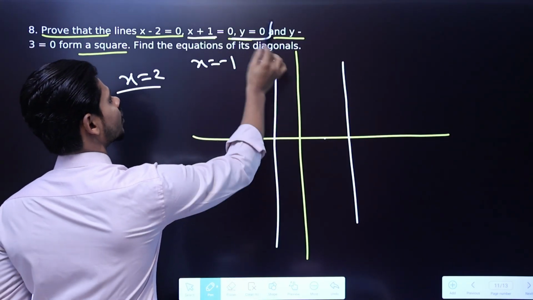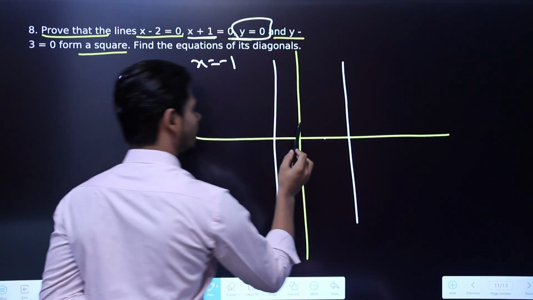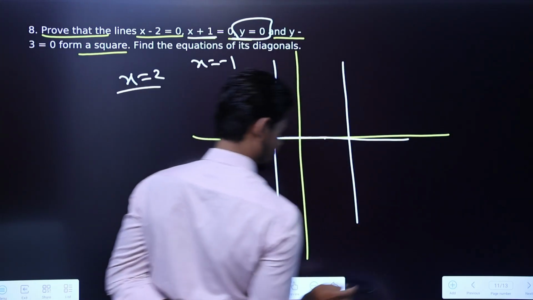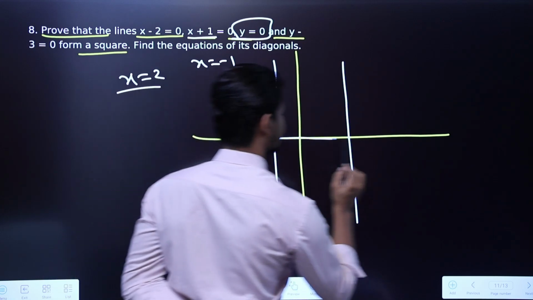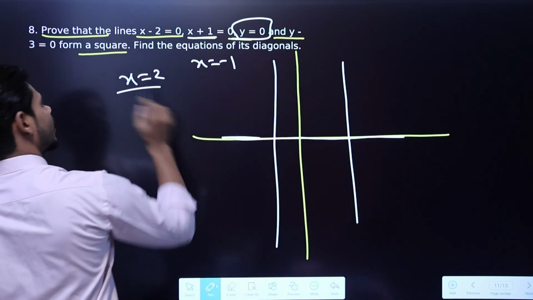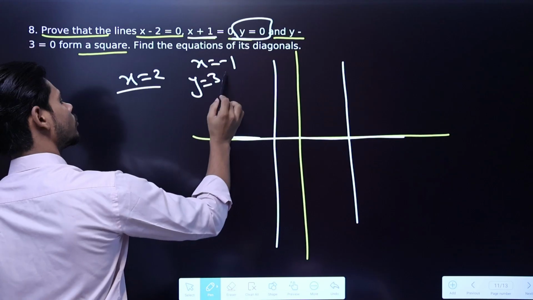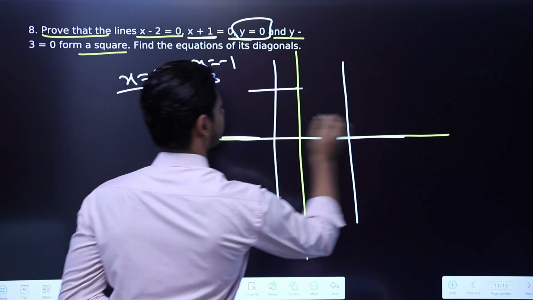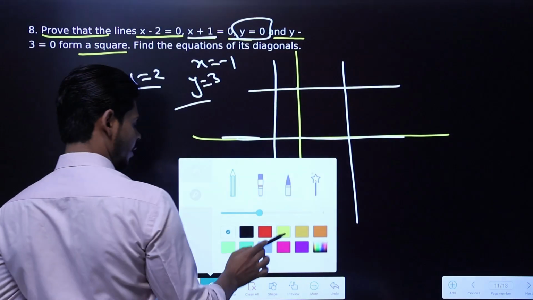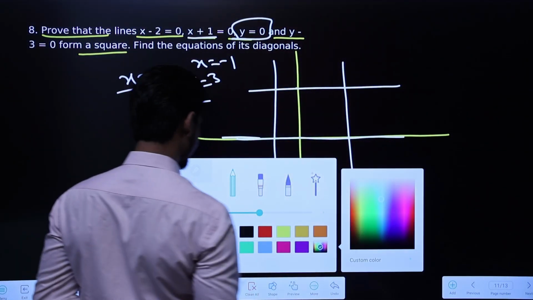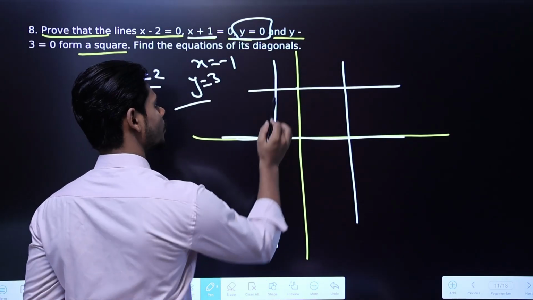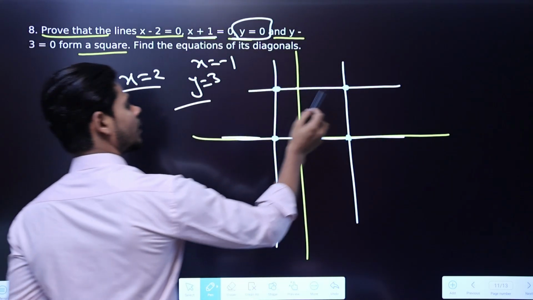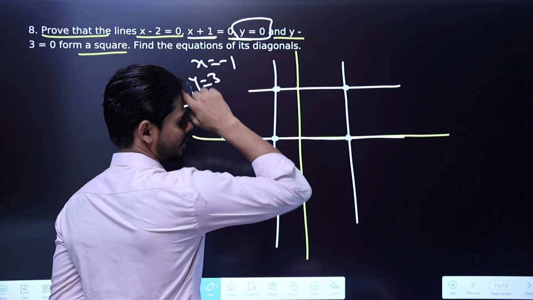Next is y is equal to 0, which means y is 0 here, parallel to x-axis. Fine. Next, y minus 3 equal to 0, so y is equal to 3, parallel to x-axis. So this one will be your square. Let me show you this. This is your square.